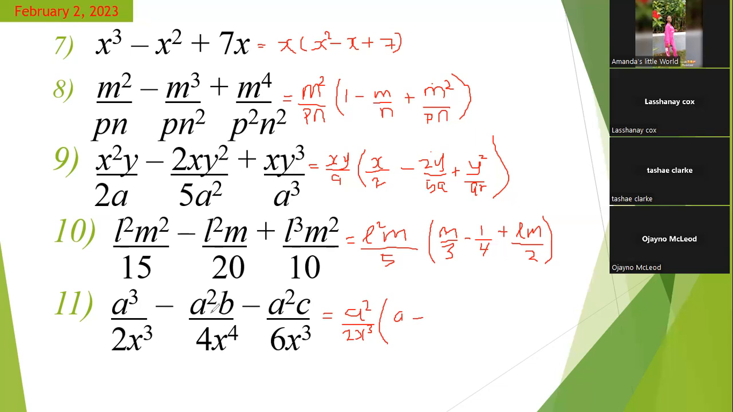Take away B, because A square cancels A square, leaving B over 4x over 2x. All right, so 2 into 4 goes 2. X cubed into x to the fourth goes x. Yes, sir. 2x in the denominator.